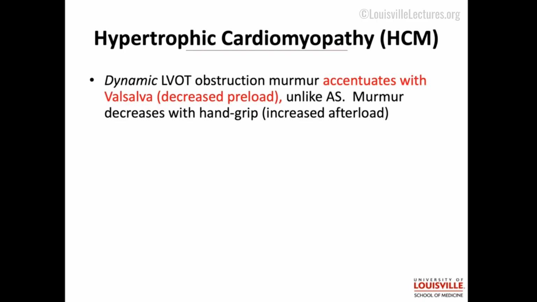Now, this obstruction of the LV outflow tract is dynamic. That means that it can change with volume. Unlike aortic stenosis, where you have a rock pile, that rock pile is not going anywhere. So no matter how you try to change preload, the flow is not going to be able to really change through that valve. It's fixed. But the obstruction in the HOCM case is dynamic, okay?